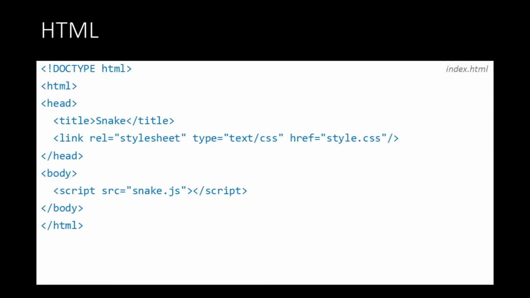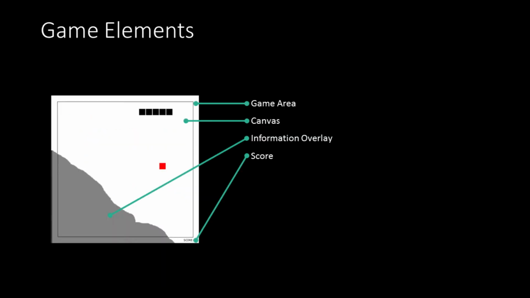One is our HTML file, the style file, and then the JavaScript file. We'll start off by creating a HTML file. We include the style sheet and the JavaScript file. Now, the game consists of a couple elements. The first one is the game area itself. Inside of that, we'll place a canvas. On top of that is an information overlay with an opaque background color, and also an area to display the score.